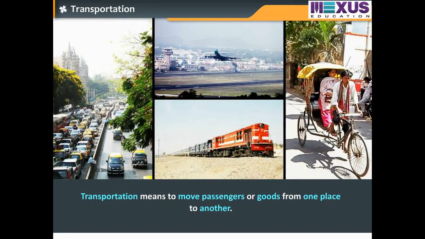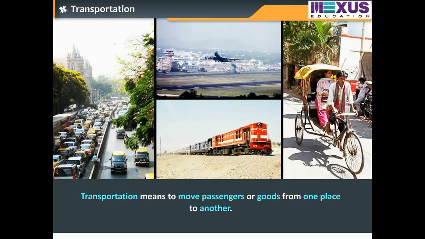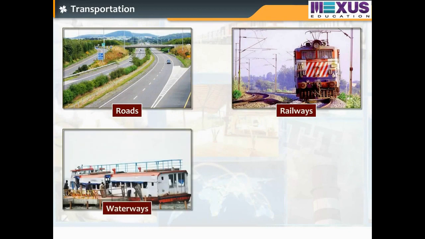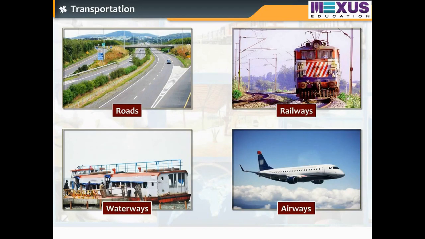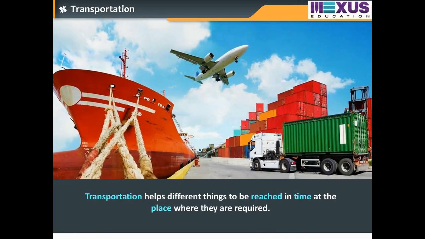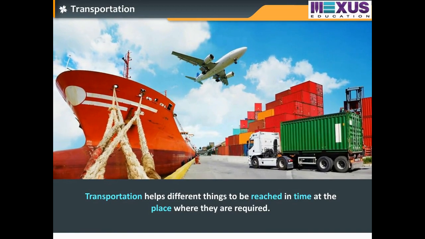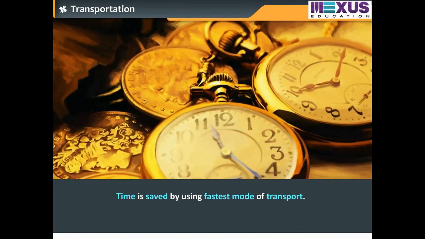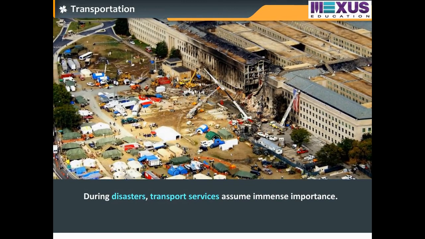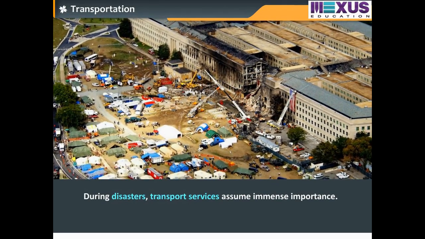Transportation means to move passengers or goods from one place to another. Roads, railways, waterways, and airways are required for these facilities. Due to this service, different things can be reached in time at the place where they are required. Time is saved by using fastest mode of transport. During disasters, transport services assume immense importance.